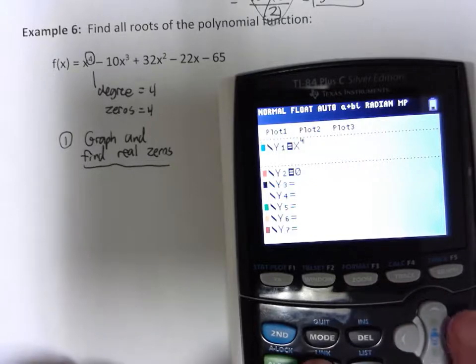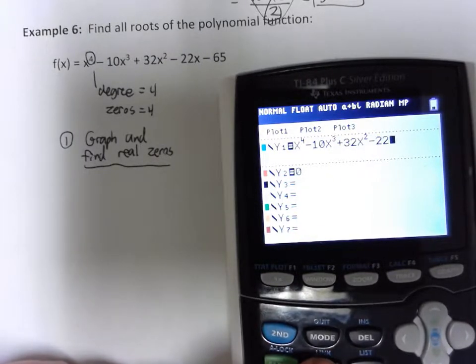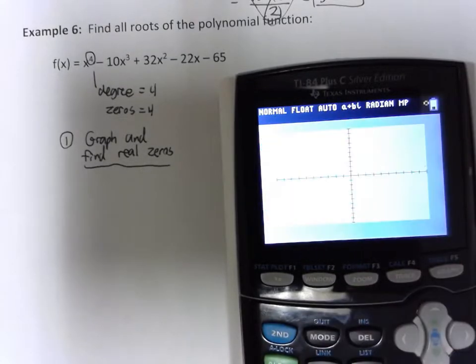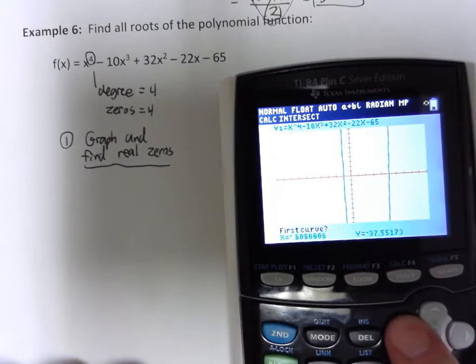X to the 4th minus 10x cubed plus 32x squared minus 22x minus 65. 0 in for y2. Hit that graph button. Okay, it looks like it crosses at -1 and there's a second one at, I think, +5. Second trace 5. Let's go to the left first.